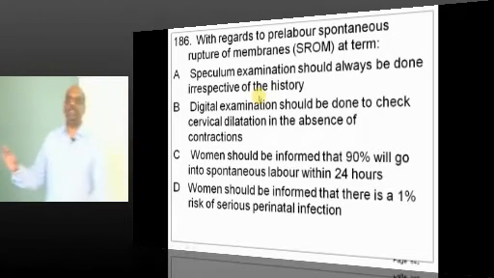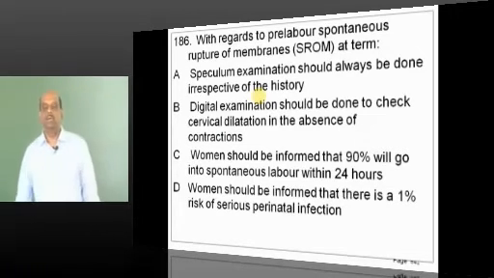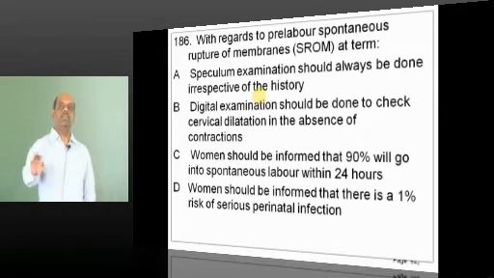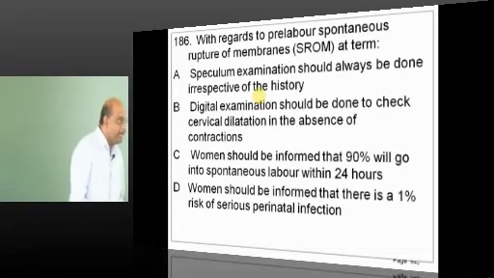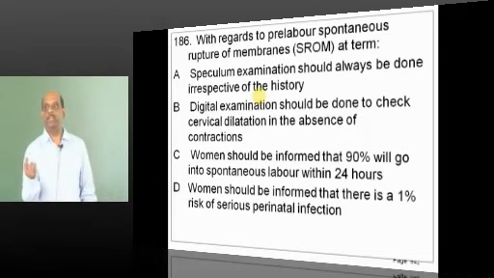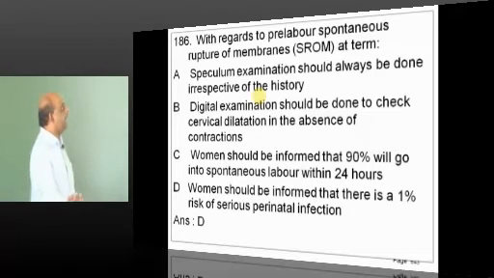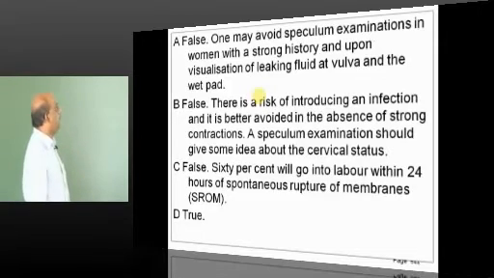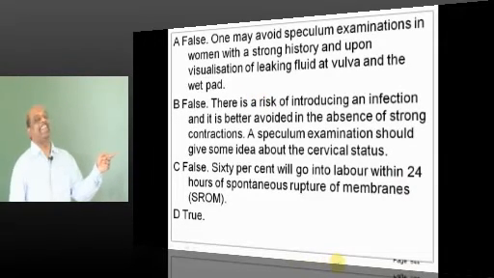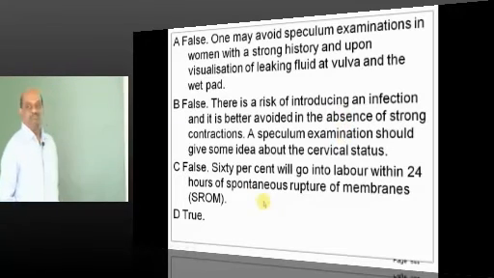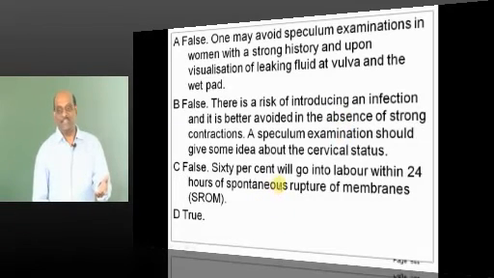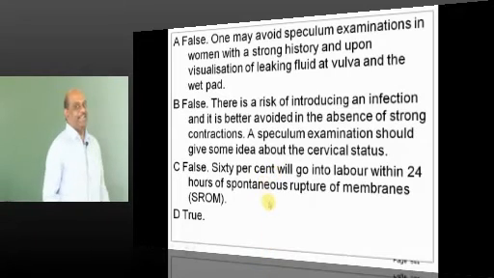Pre-labor spontaneous rupture has happened, doctor. Water is out. What will you tell your patient? D. Yes, you must counsel that 1% risk of serious perinatal infection is there. Why not C? 60% will go. Please give one big clap up there. For tough framing of questions, you are not clapping the teacher. Very, very unreasonable.